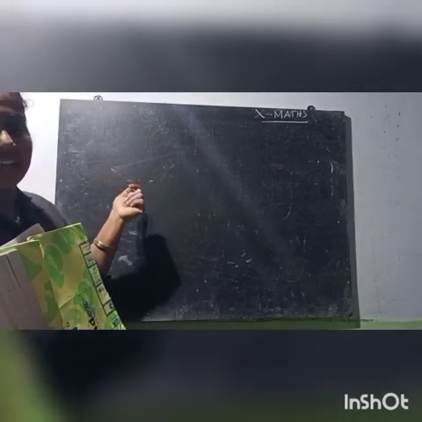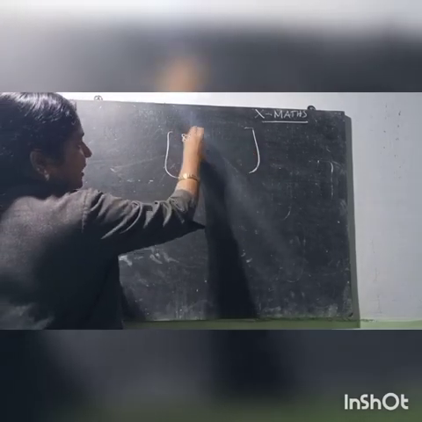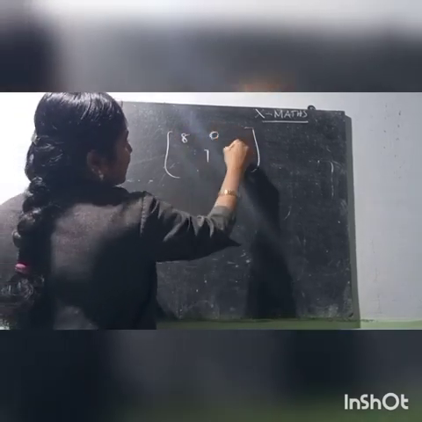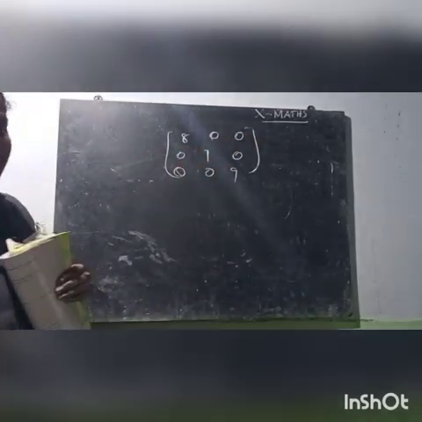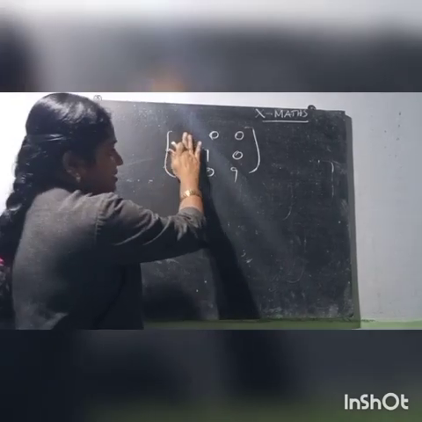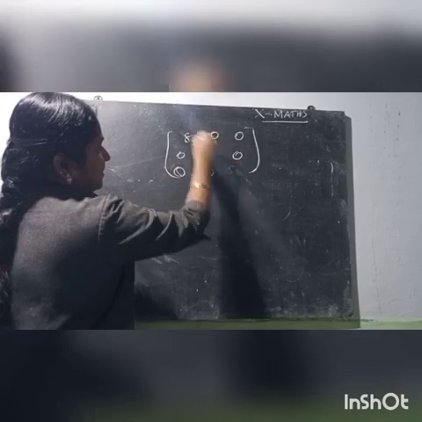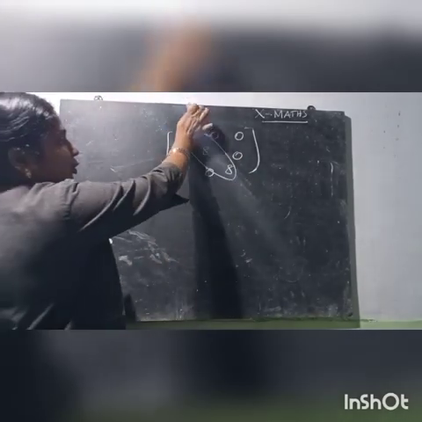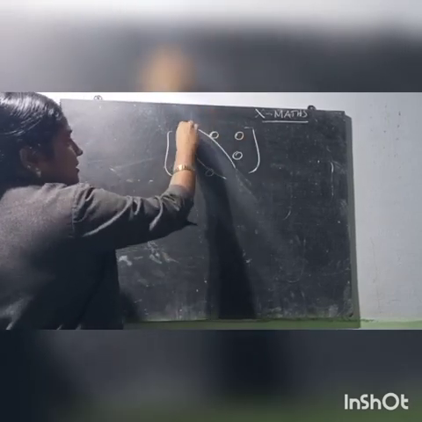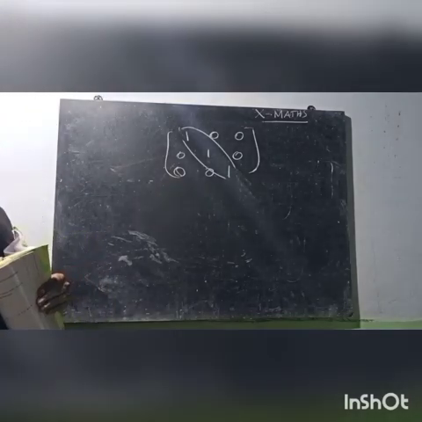Then next, diagonal matrix. If it is a diagonal matrix, only the diagonal should have numbers, for example here 8, 7, 9. Other than the diagonal should be 0. So this is called a diagonal matrix. Next, scalar matrix means the diagonal should be the same number, for example 8, 8, 8. So it's known as a scalar matrix. Then next, unit matrix means the diagonal should be 1. So this is called a unit matrix or identity matrix.